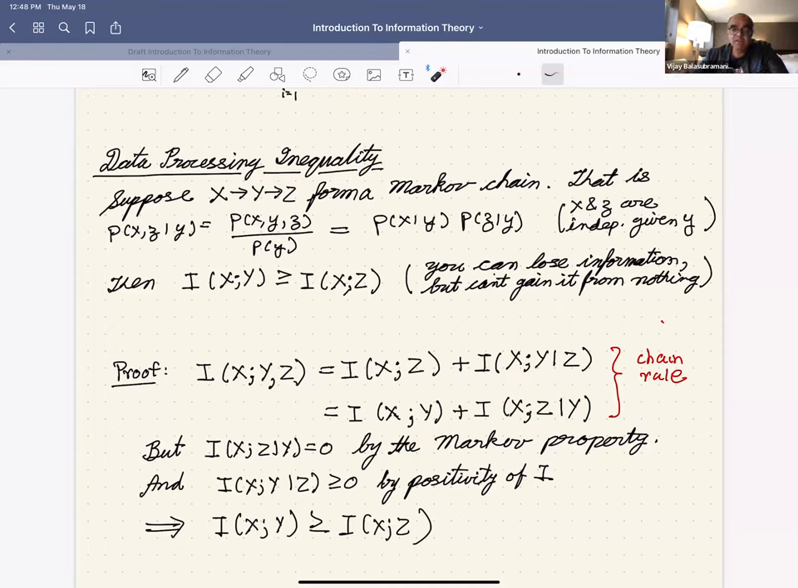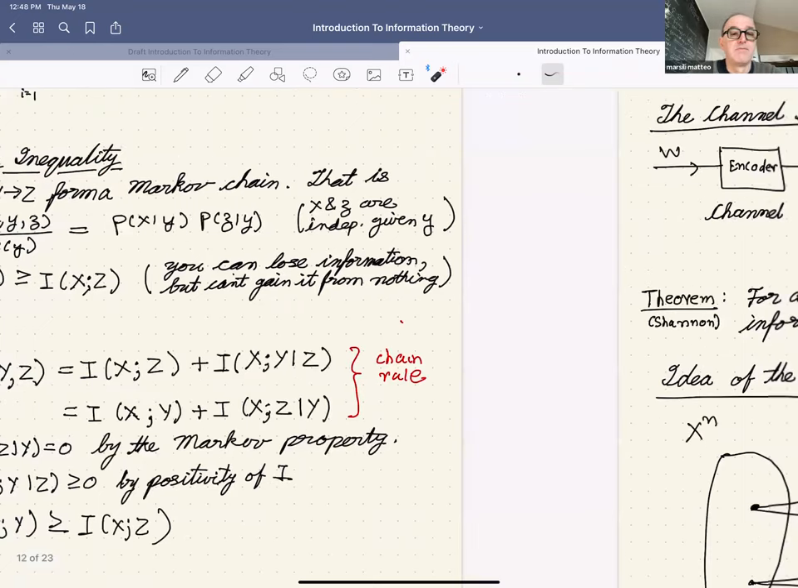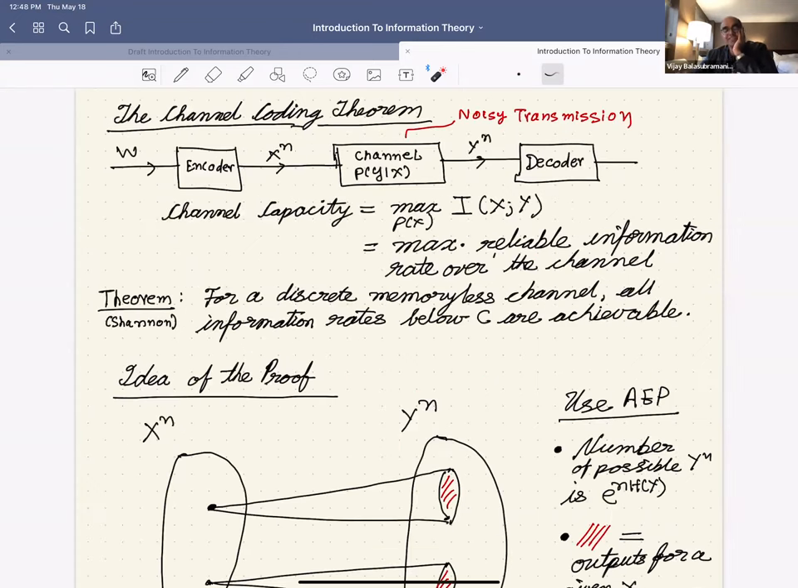This is, the page hasn't moved. Can you tell me when the page moves for you? Yes, so we are still in data processing inequality. Okay. Well, now we're halfway to the next page. Ah, there we go.